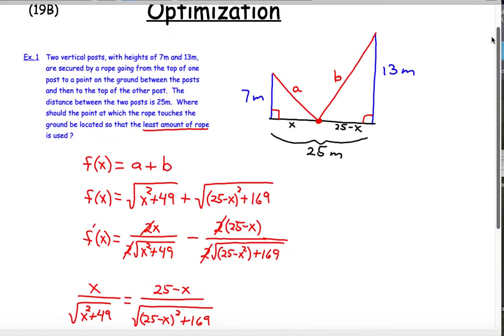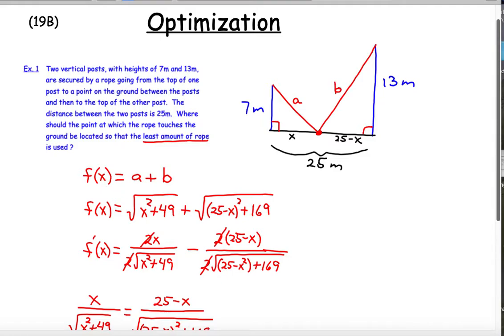Let's go back to the beginning for a minute here. Let's think about any restrictions we have on x. Well, x obviously has to be greater than or equal to 0. If x equals 0, then that would mean that we put the point here, and then we'd have the rope going straight down the 7-meter pole, and then on a diagonal of a right triangle with sides 13 and 25. And then we know the biggest x could be is 25.